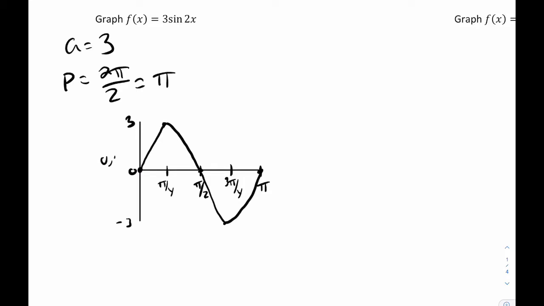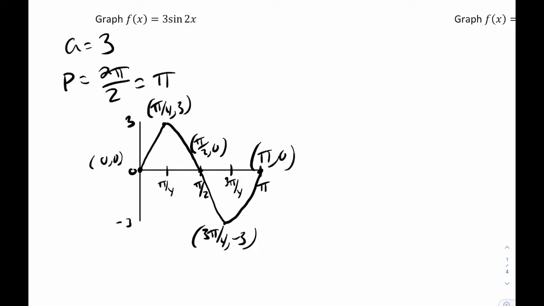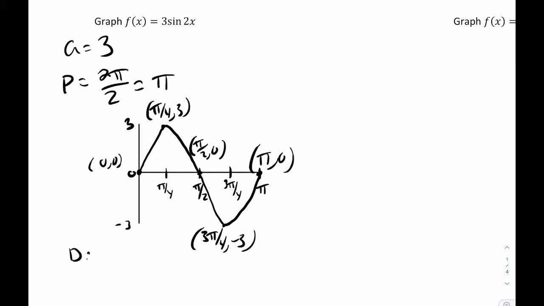Let's label 0, 0. Pi over 4, 3. Pi over 2, 0. 3 pi over 4, -3. And pi, 0. Our domain is everything. So you'll notice that the domain for all of these will be everything. And the range is simply -3 to 3.